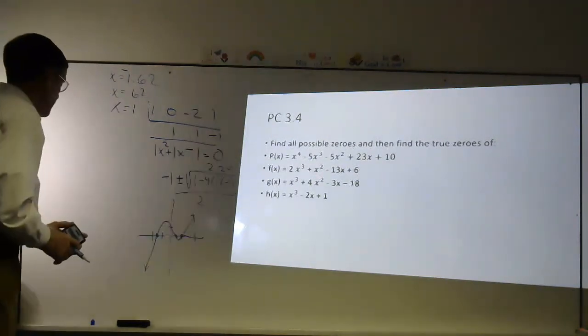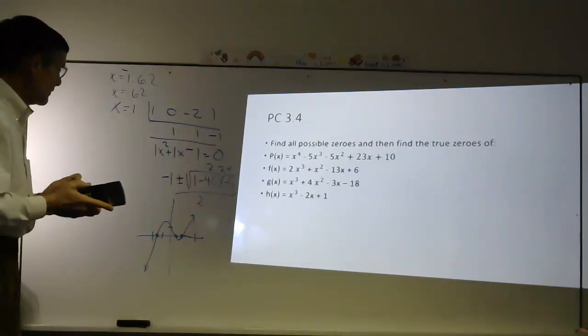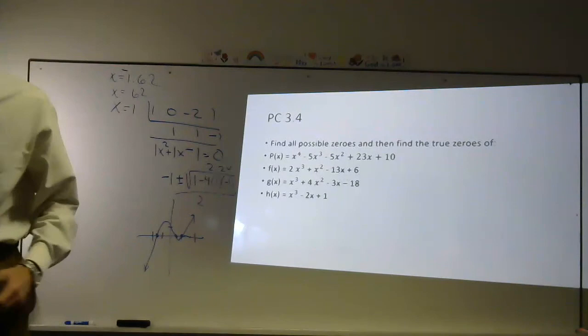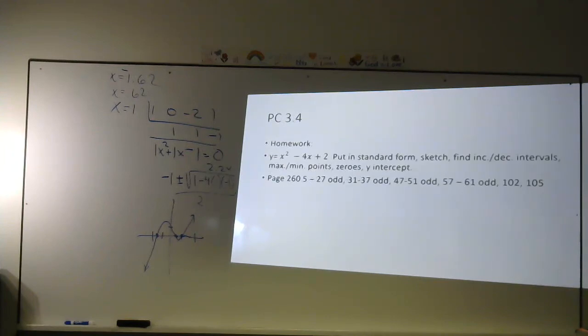Notice once again, there is no bouncing because none of the zeros were used an even number of times. All right, so homework is there. There is a parabola once again, put in standard form, sketch, find increasing, decreasing, and so on, and then problems on page 260. Enjoy, enjoy.